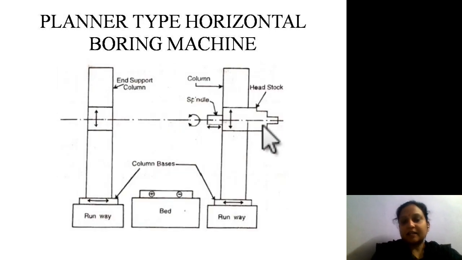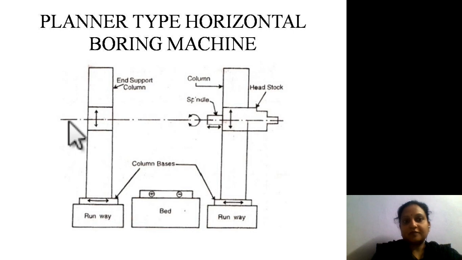Next one is the planar type of horizontal boring machine, where you can adjust both the columns. See, the middle one is the bed and these two are the columns, along the runway. Here there is a spindle and a headstock. This is the column, this is the spindle, and this is the end support column which supports the workpiece. We fix the workpiece, and the bed gives the support. The adjustment of the headstock is based upon the vertical column. The vertical column supports the up and down movement of the headstock.